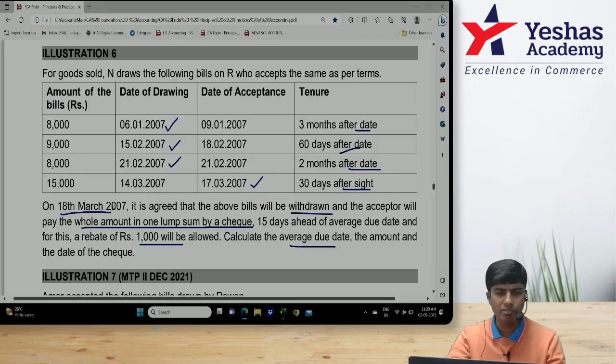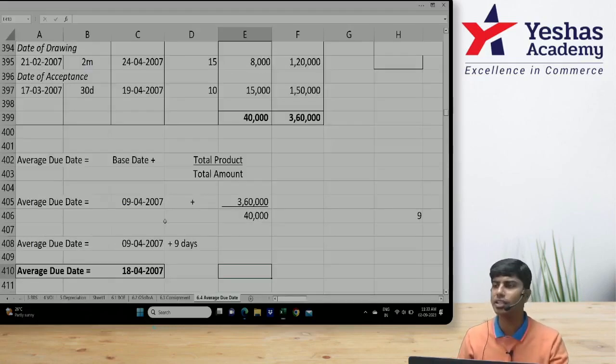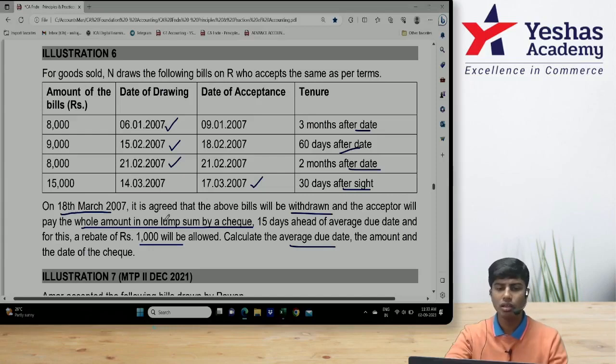And they're telling the money will be paid when? On 18th of March, it is agreed that the above bills will be withdrawn and acceptor will pay the whole amount in one lump sum check. 18th of March, they are agreeing to withdraw. Sir, then we should compute interest for 18th March to 18th April. But they're saying 15 days ahead of average due date. What is this? Isn't this confusing?